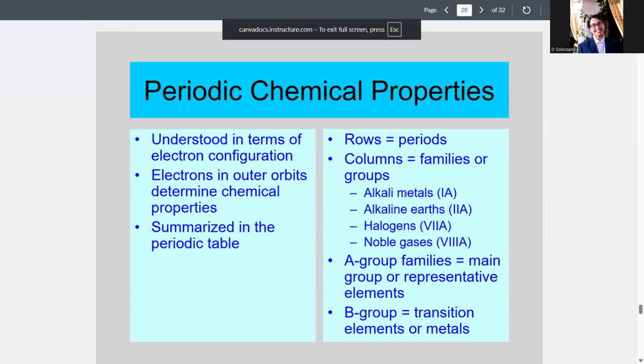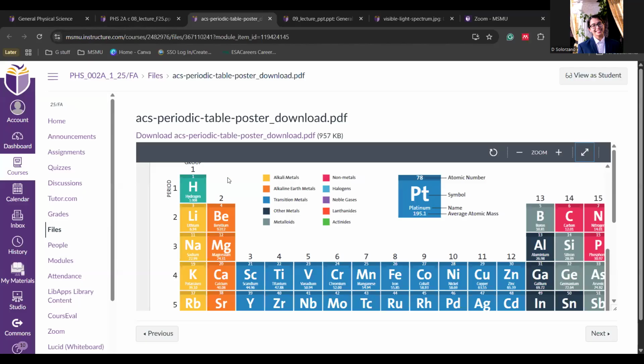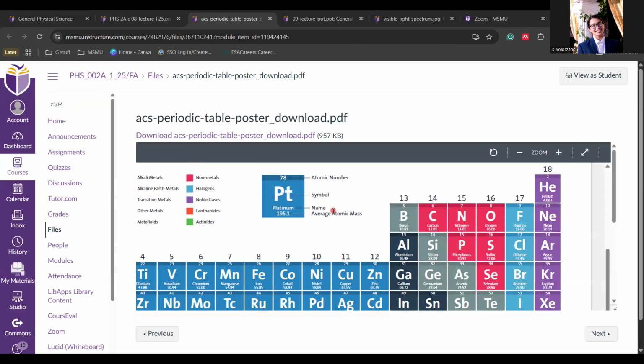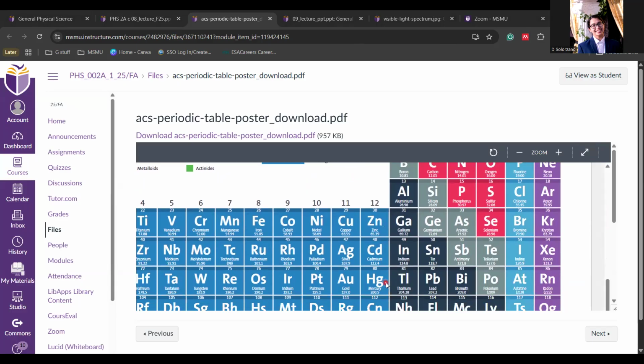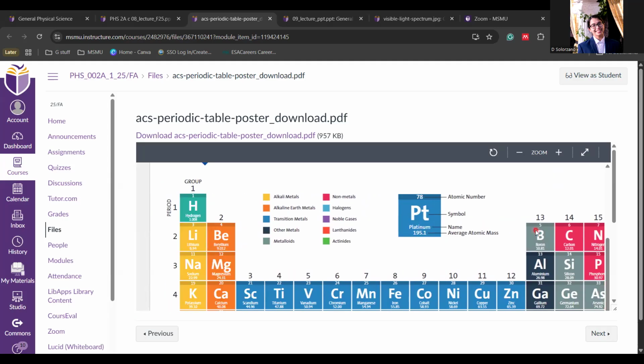Know that the rows are the periods and the columns are the groups. So this way is a period, and up and down is a group. Each group shares very similar properties. That's why we have their own names for them, like alkali metals, alkaline earth metals, things like that. And also know that they share the same number of valence electrons. That's something that we're going to definitely use. If not for the chemical bonds, it's going to show up somewhere on a practice homework or exam.